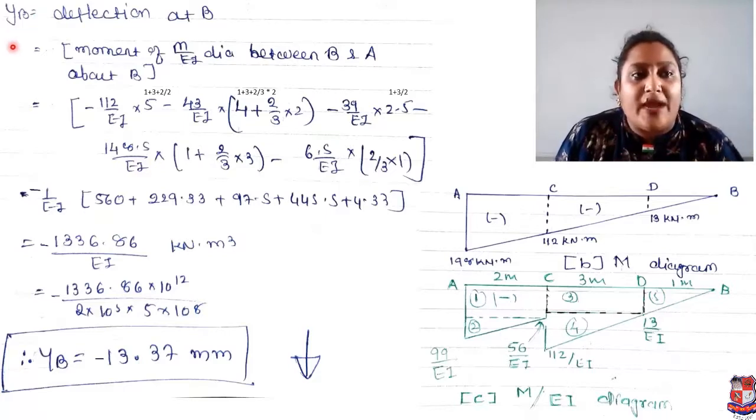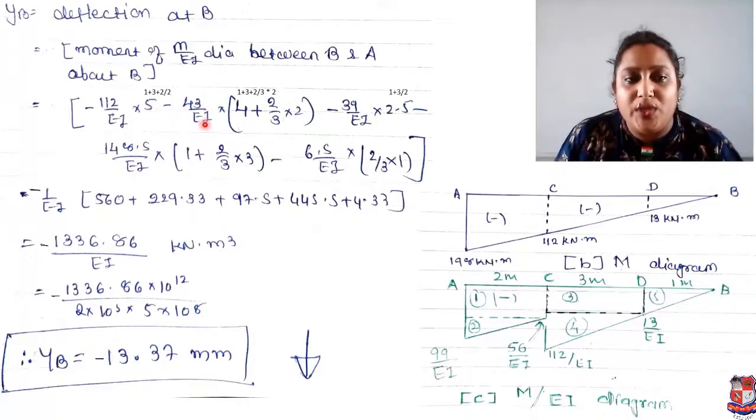Now we have to find YB, which is the deflection at B. This is the moment of the M upon EI diagram between B and A about B, meaning minus 112 upon EI multiplied by 5, minus 43 upon EI into 4 plus 2/3 of 3, minus 39 upon EI into 2.5, minus 148.5 upon EI multiplied by 1 plus 2/3 of 3, minus 6.5 upon EI multiplied by 2/3 of 1.